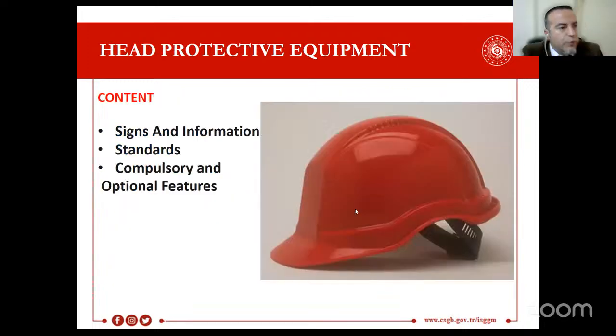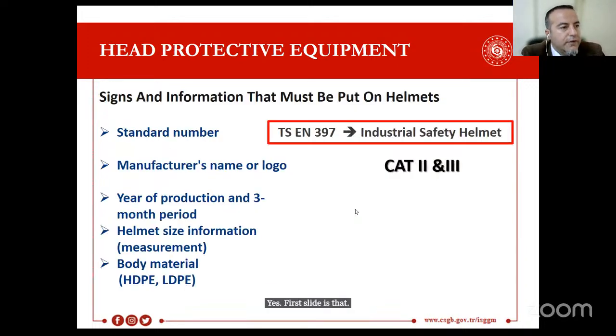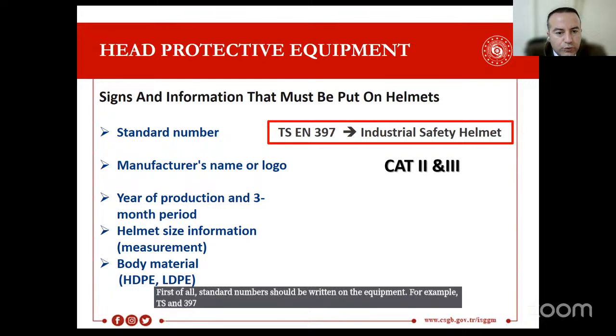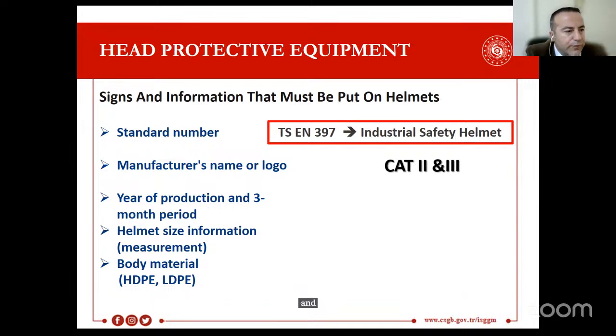First slide is that you see helmet, and the second one is, first of all, standard number should be written on the equipment. For example, TSN 397 is the standard number used for helmets, industrial safety helmets. And category 2 and category 3 we see in this equipment. It changes. I will mention about that later. And second, manufacturer's name or logo, as you guess. And the third one, year of production and 3-month period, as you see in the figure here.